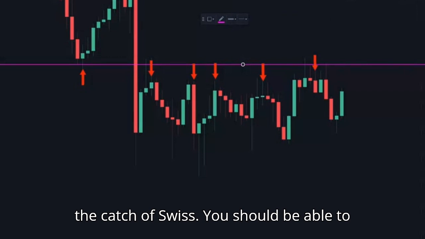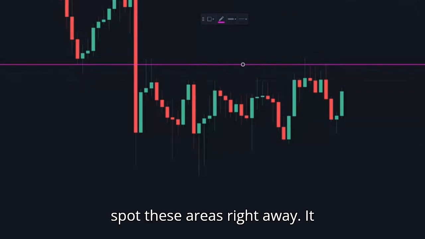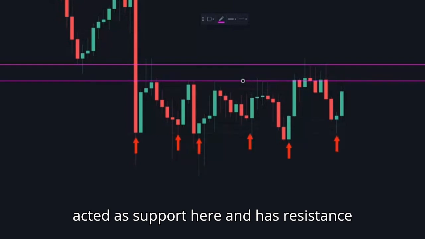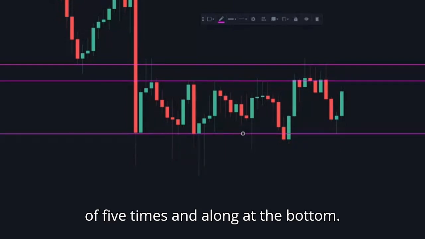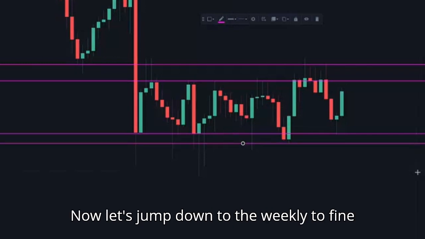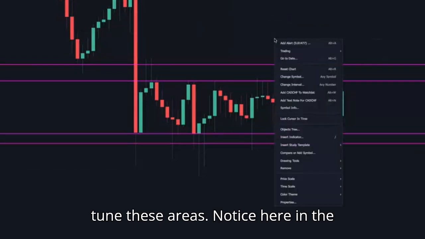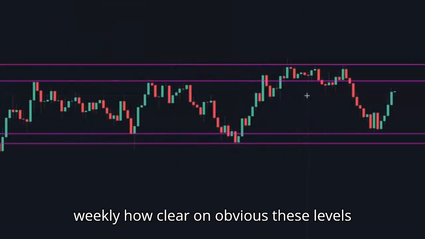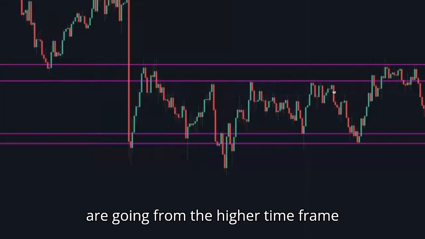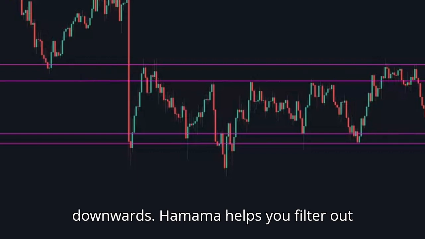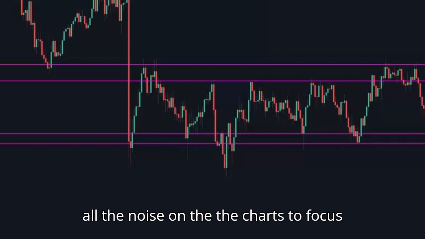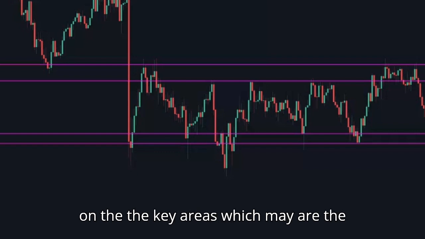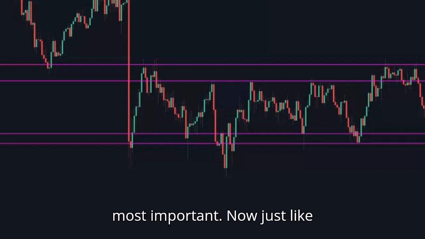So let's do this again on another pair. Here's the Cad Swiss. You should be able to spot these areas right away. It acted as support here and as resistance five times along the bottom. Now let's jump down to the weekly to fine tune these areas. Notice here in the weekly how clear and obvious these levels are. Going from the higher time frame downwards helps you filter out all the noise on the charts to focus on the key areas which are the most important.